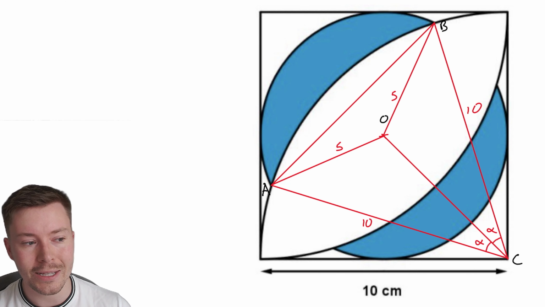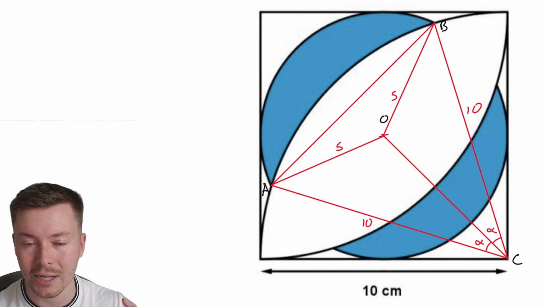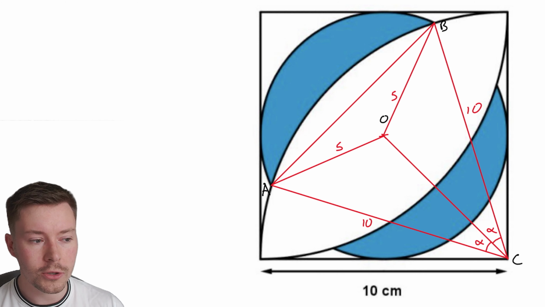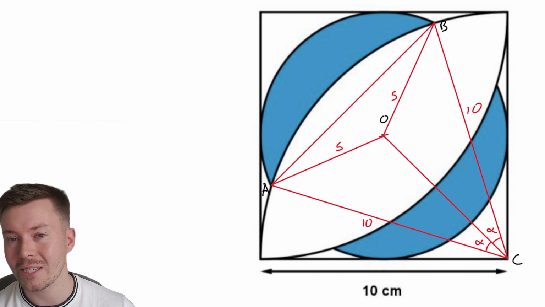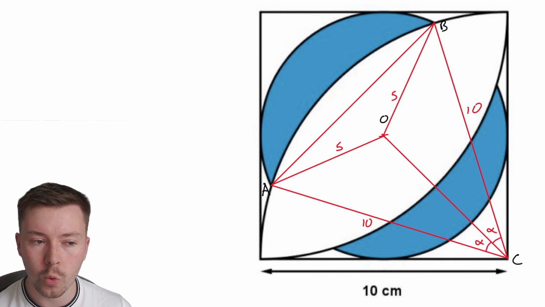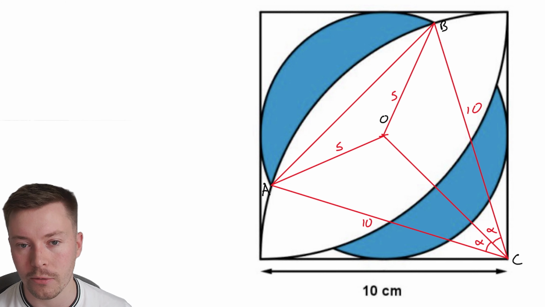Right, now I'm going to label the lengths 5, 5 and 10 because the radius of the circle has to be 5 because it's inside exactly a 10 centimeter square, and the length of the other sides, so A to C and B to C, has to be 10 because they're the radius of this large quarter circle, which is basically inside exactly the square, which therefore has to have a radius of 10.